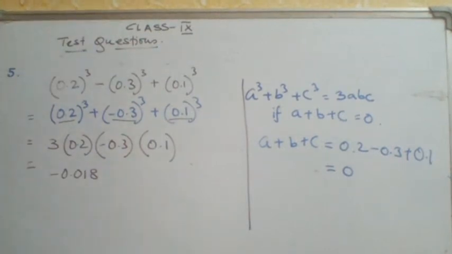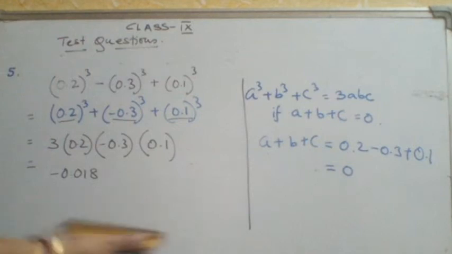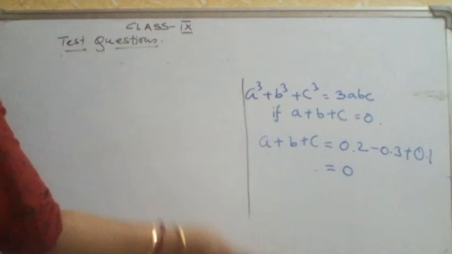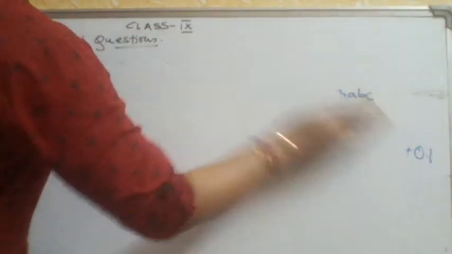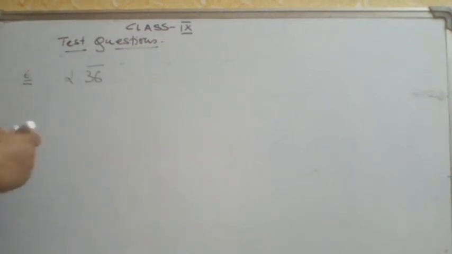Now we will go to the 2 marks question, that is question number 6. Question number 6 is, what is the P by Q form of 2.36 bar?